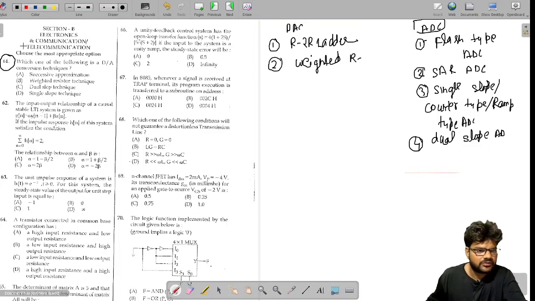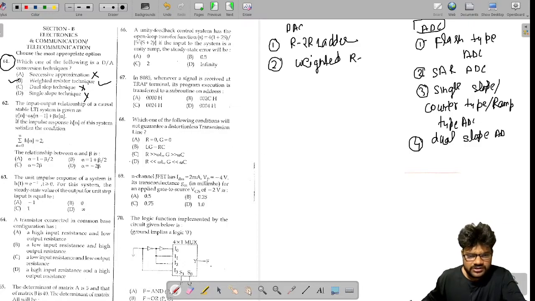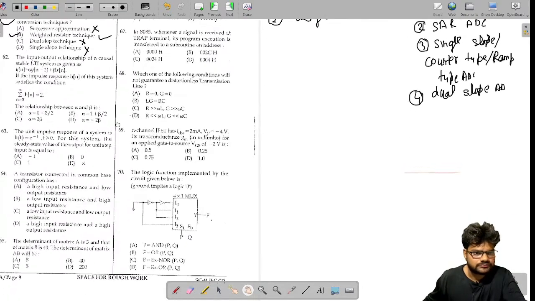Let us see in the options what we are given. Which one of the following is digital to analog conversion technique? SAR approximation is ADC. Weighted resistor, yes, this is DAC, and dual slope is ADC, and single slope is also ADC. We are asked about DAC, so the correct option will be B. So next question is question number 62.